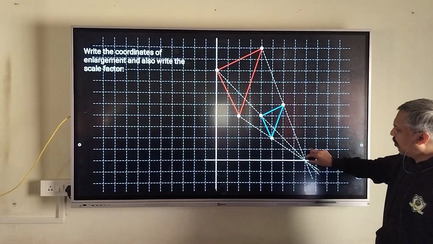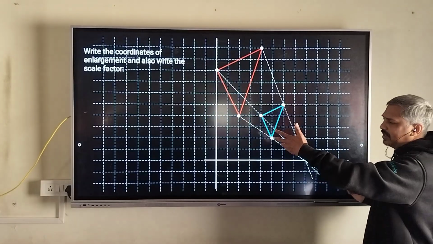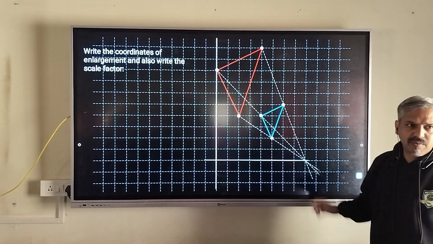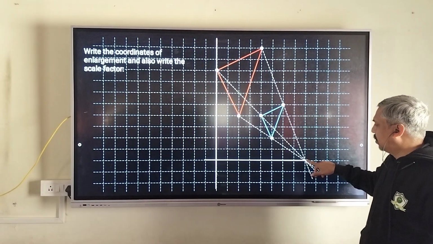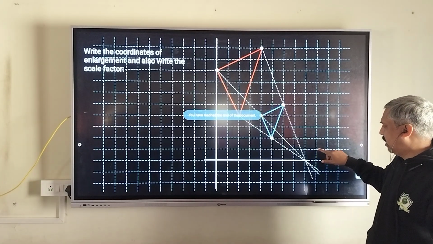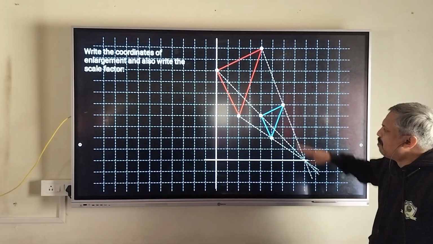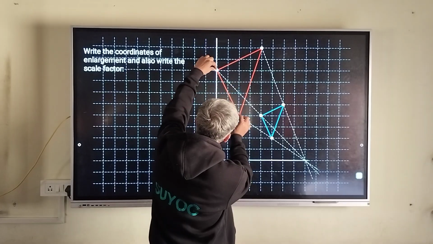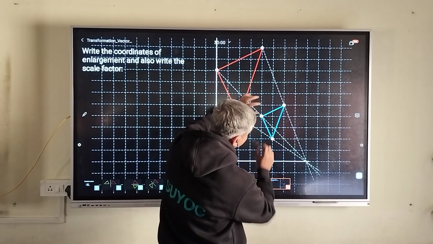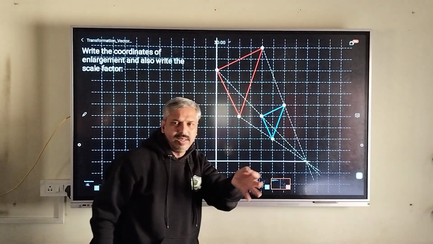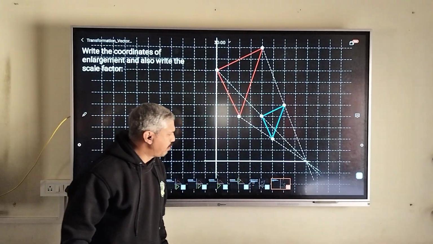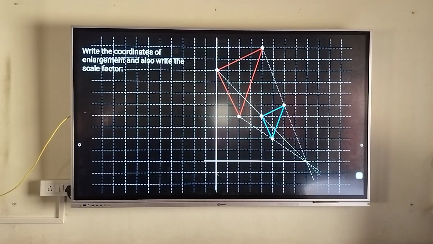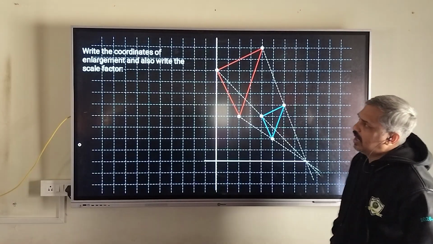Sometimes the center of enlargement is not on the x-axis, sometimes it is on the y-axis, sometimes it is on neither axis, somewhere else. Wherever it is, just mark the point, find out where it is and write it down. This is 8,0. If the point was this, I would have written 8,1, 9,1, whatever the point is. The scale factor: this is the original size of the object. This distance you measure with the scale, divided by this distance measured with the scale. This upon this is the scale factor. So the new size divided by the original size is the scale factor.